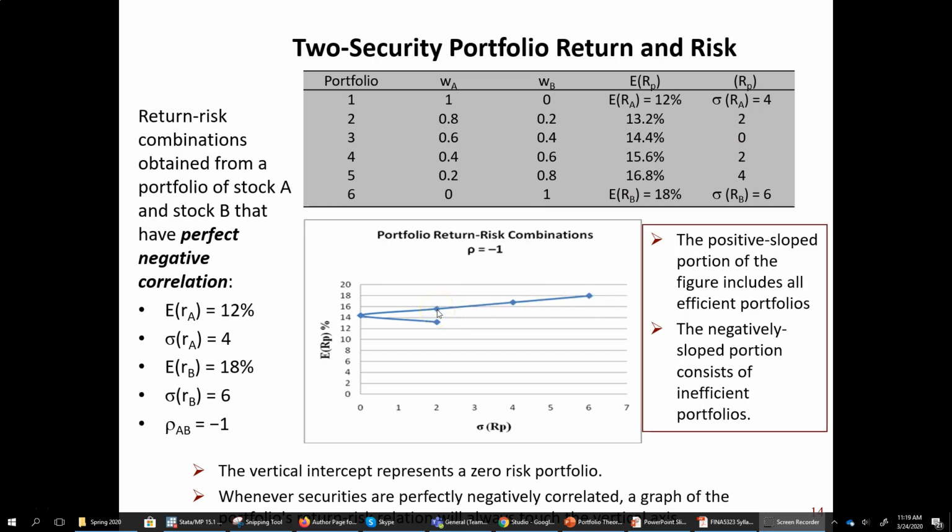Now notice here portfolio 4 compared to portfolio 2. They both have the same level of risk, but portfolio 4 has a higher expected return. So which is the one that we would pick? Obviously we'd pick portfolio 4 because it gives us a better return-risk trade-off. We would say that portfolio 4 is efficient, whereas portfolio 2 is inefficient. So any combinations on this negative slope line, those are inefficient portfolios. And our combinations here on the upward sloping line, these are efficient portfolios.